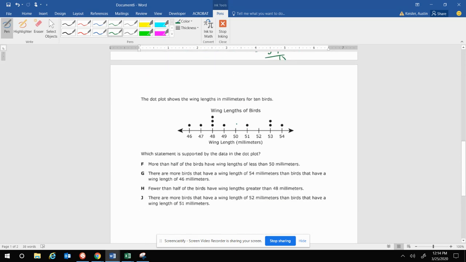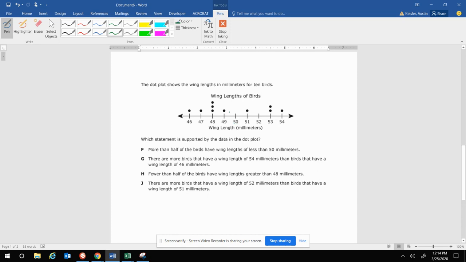Okay, we're going to do one more question. It says the dot plot shows the wing lengths in millimeters for 10 birds. So if I look right there, I've got all my birds. It says which statement is supported by the data in the dot plot? Well, again, y'all, it makes it a lot easier if I just take those numbers and write them out.